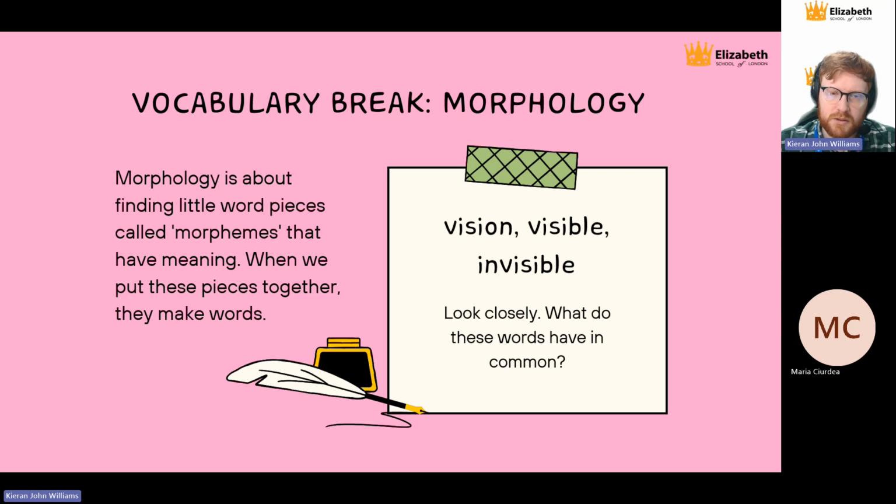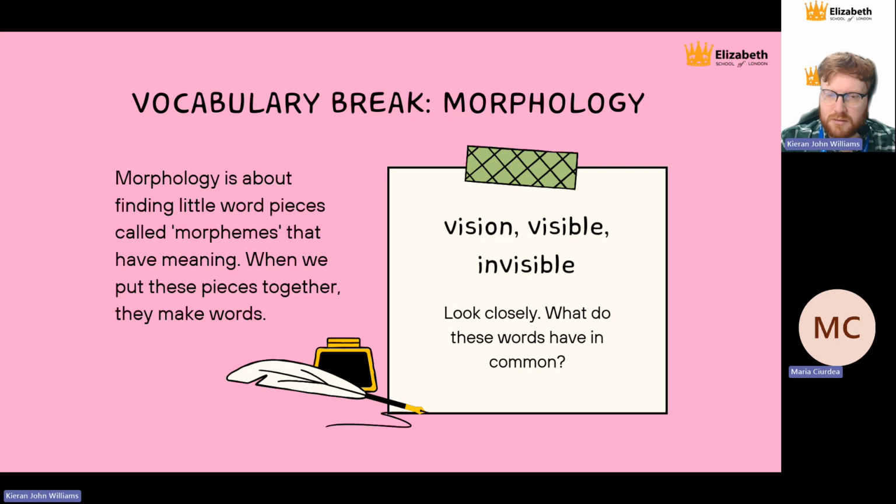So the next thing we're going to think about is morphology. Now, it doesn't matter if you don't know what this word means, but it's when you can find the basic form of the word is similar to other words. So if we look here, we've got the word vision, visible, and invisible. What do these words have in common?